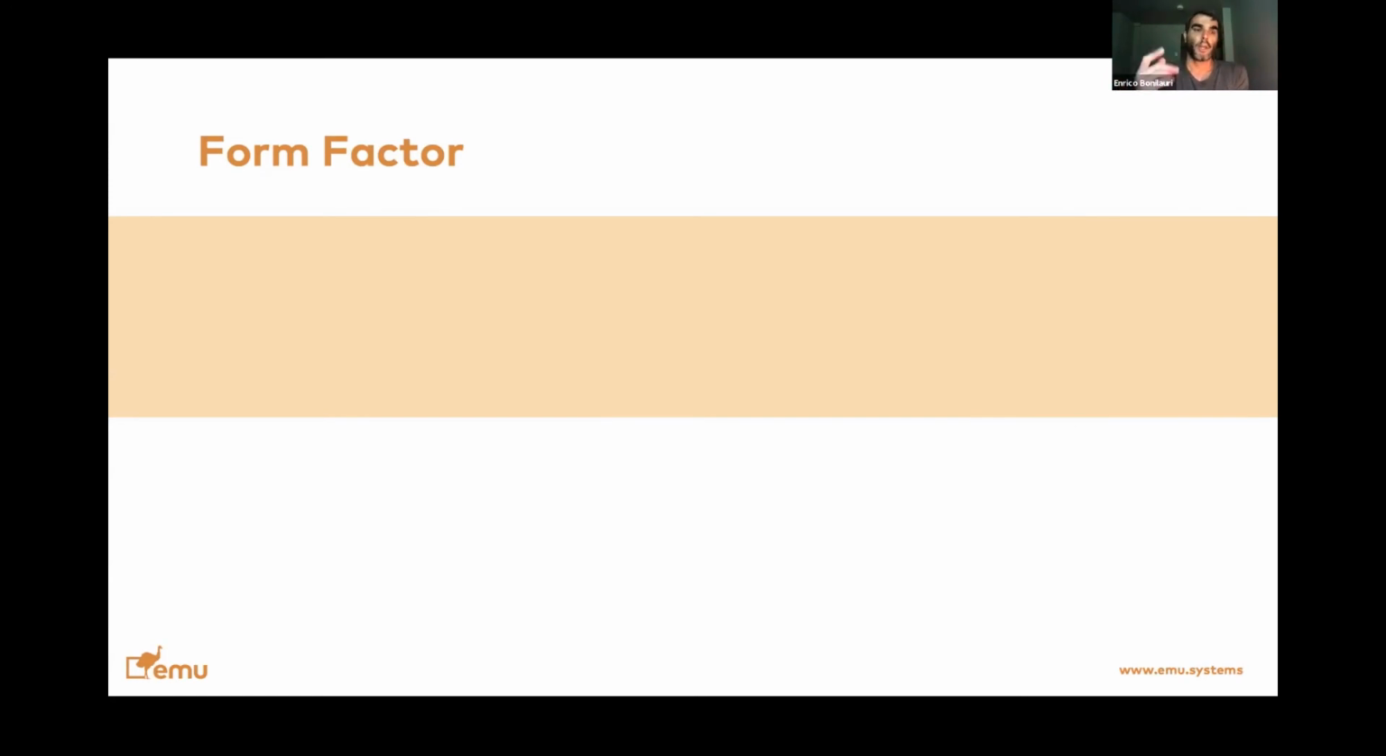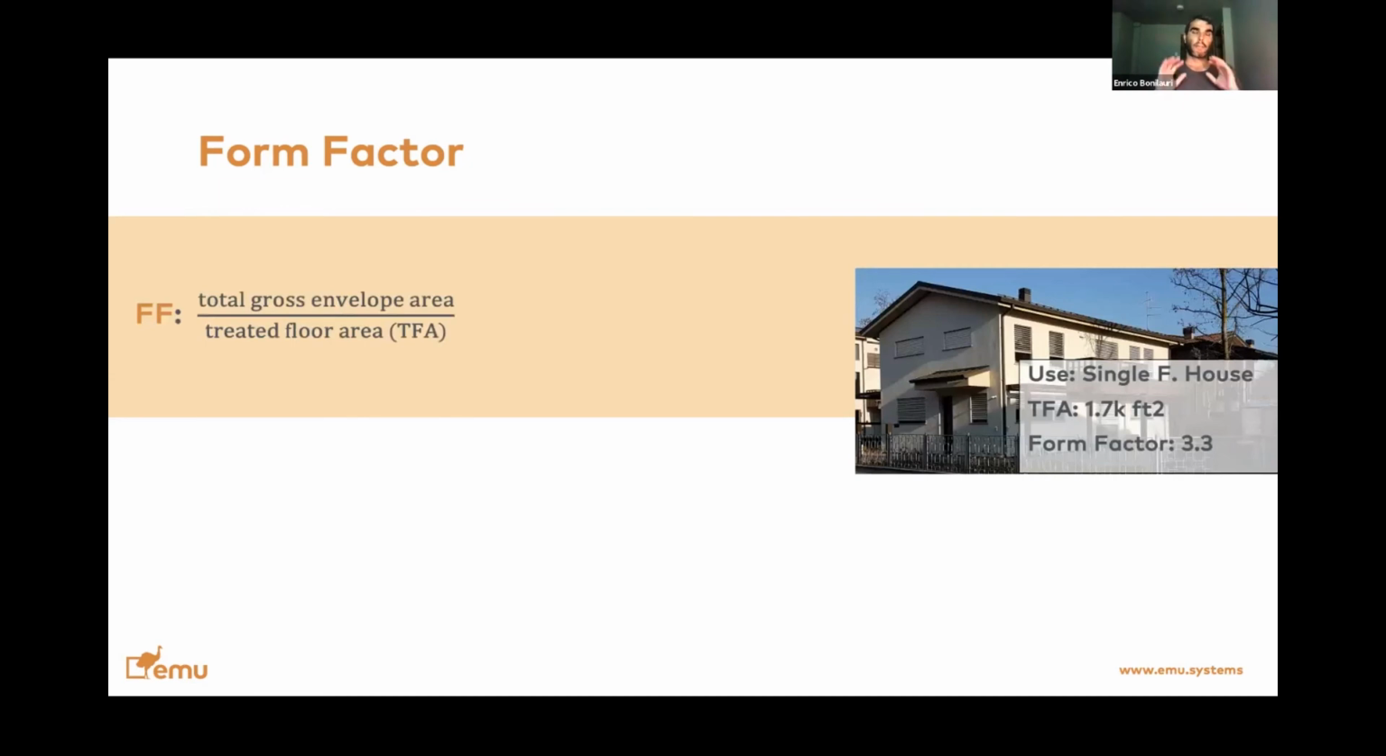The form factor is the amount of square footage of the building envelope, including your ceiling, your slab, your walls, divided by the treated floor area of the building. On the right-hand side, we see a traditional single-family home. The treated floor area is about 1,700 square feet, and the form factor is 3.3.